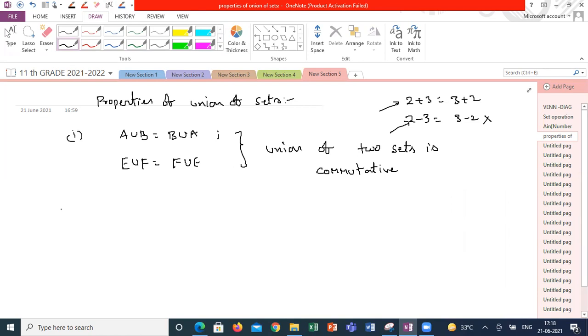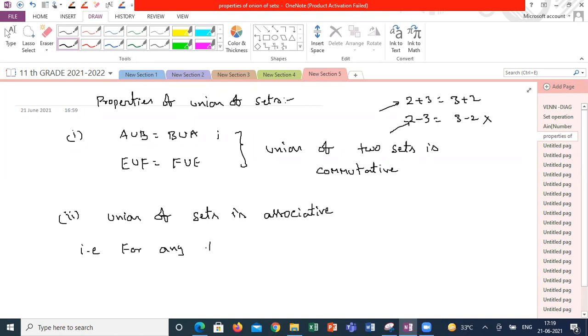The second one is the associative rule. Union of sets is associative. What is meant by associative, guys? What is meant by associative? Can anyone remember associativity of three numbers for addition?